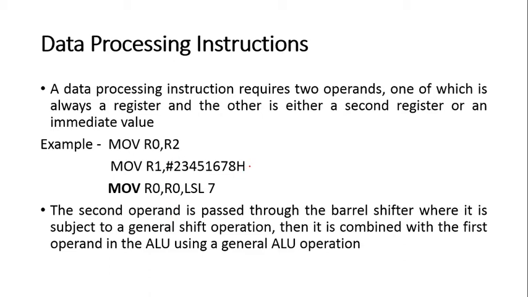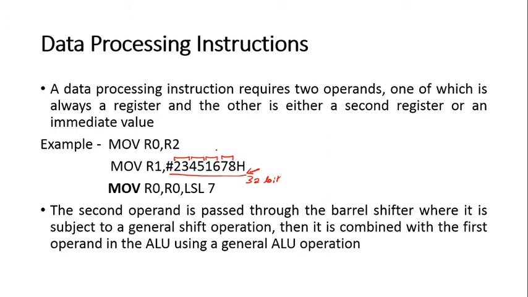Since ARM is a 32-bit core, whatever value I am loading is a 32-bit number. So there are four sets of 8-bit data: the first 8-bit, the second, third, and fourth. Each will have 8 bits, so 8 into 4 is 32. Generally this r1 is a 32-bit register, so I need to load a 32-bit value. We will see how the data processing is done for a register as well as for an immediate data.